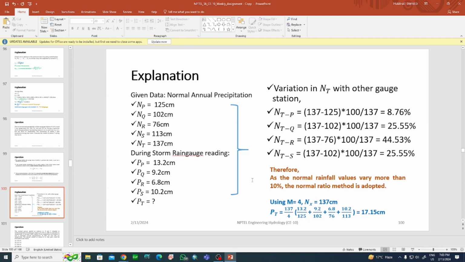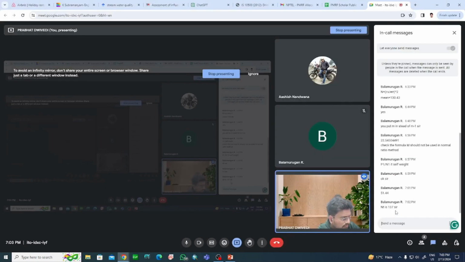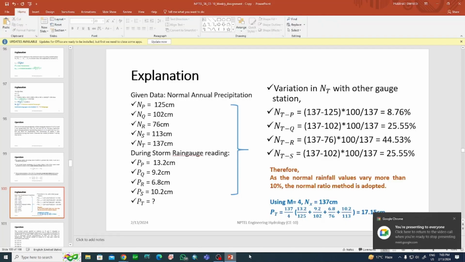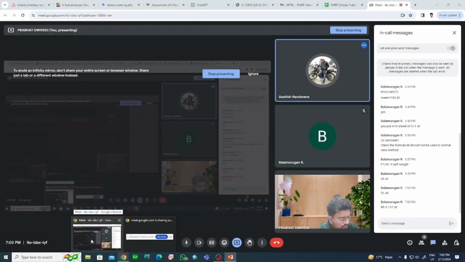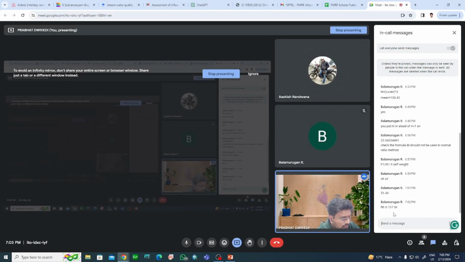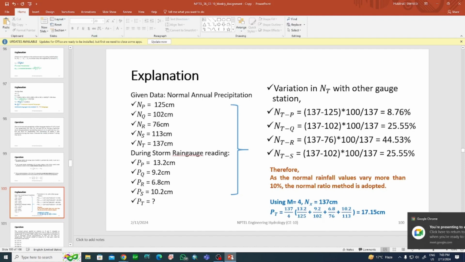Ashish, can you see what Balamurugan wants to say? He is saying NT is 137. What do you want to convey? I'm not getting it right now. 90 means average, I think. No, not average. Okay.